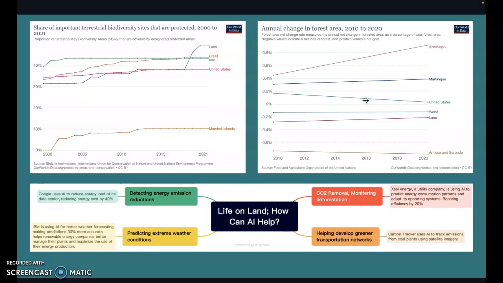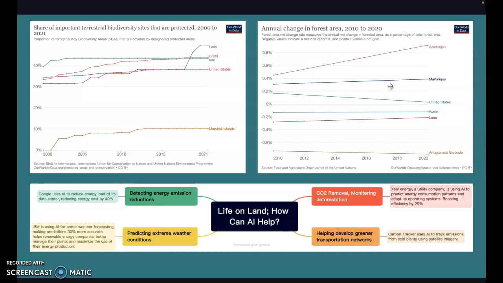So for life on land, how can AI help? The first one I have is CO2 removal, monitoring deforestation. CO Energy, a utility company, is using AI to predict energy consumption patterns and adapt its operating systems, boosting efficiency by 20%. Helping develop greener transportation networks, Carbon Tracker uses AI to track emissions from coal plants using satellite imagery.